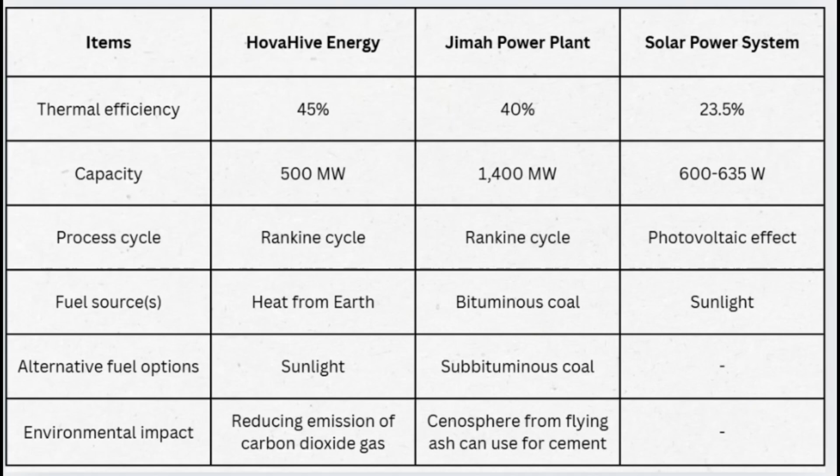Next is the process cycle. Our plant uses the Rankine cycle, same as GMA. This is because the Rankine cycle is able to produce high thermal efficiency. Meanwhile, the solar power system does not use any thermodynamic cycle. Instead, it uses the photovoltaic effect, which is the direct conversion of sunlight energy into electrical energy.